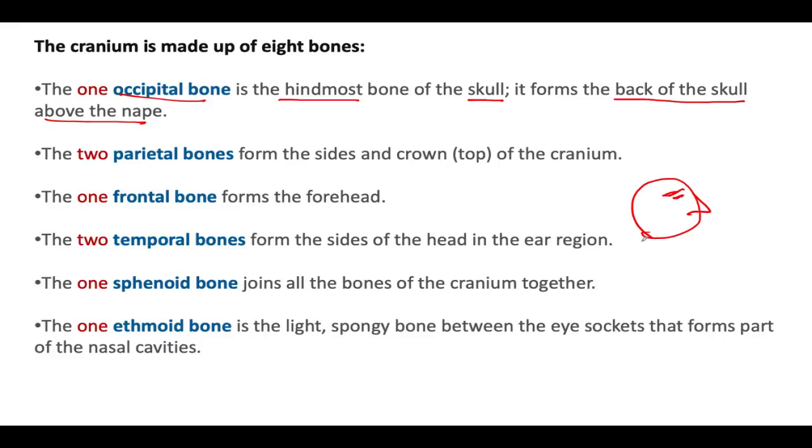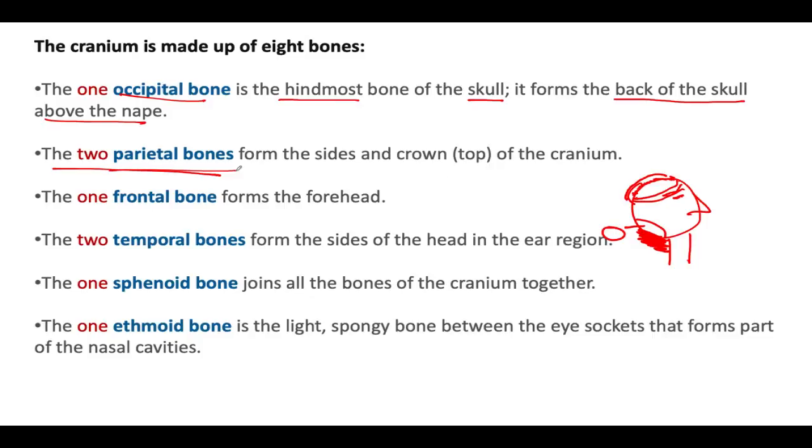And so the nape is down here. Right here is the nape, this is their neck, and right there is our occipital bone. The two parietal bones, the reason why we call it two is because there's one in here and one on the other side. There's what we might call a crack, a little division in the middle, and so we have two portions of that.